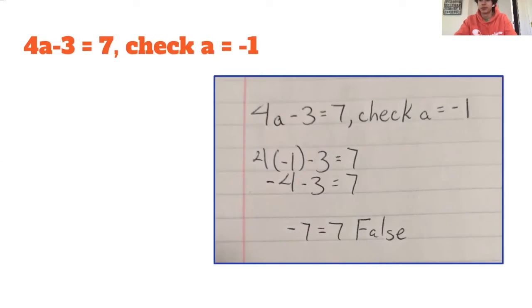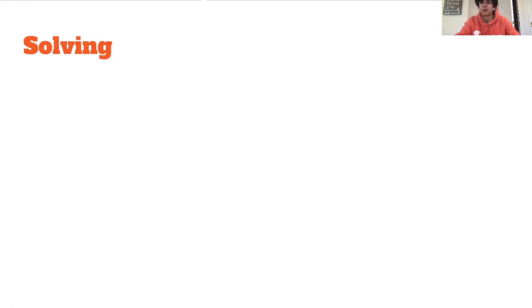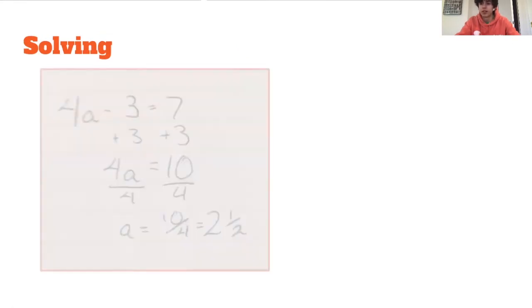Here's the problem. 4a minus 3 equals 7. Check a equals negative 1. The first thing we need to do in this equation is substitute the given value of negative 1 for a. So once we plug in that value, we get 4 times negative 1 minus 3. We follow the order of operations and multiply 4 and negative 1 together, and we get negative 4. Then all we have to do is subtract 3, and we get the equation negative 7 equals 7. We know that negative 7 and 7 cannot be equal to each other, and therefore, negative 1 is not a solution to the equation.